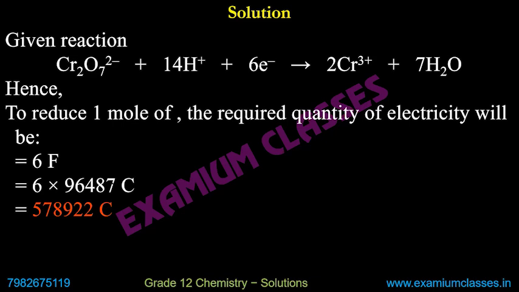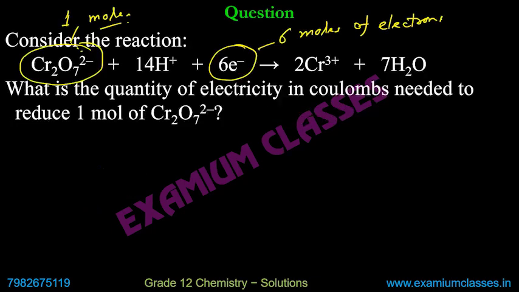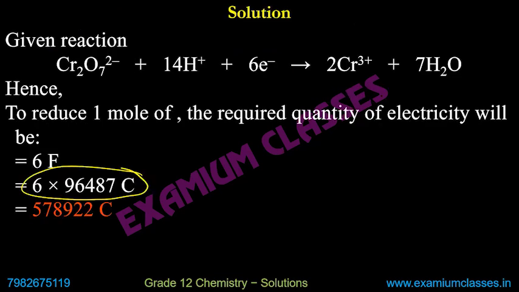So 6 moles of electrons will correspond to 6 into 96,487 coulombs. So we can get total charge by simply multiplying it by 6. So what is the quantity of electricity in coulombs needed to reduce 1 mole? This is the answer. Vanna, Ashi, yes, correct.